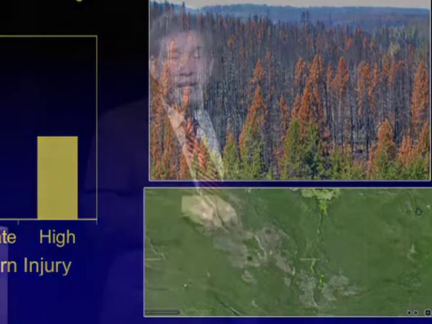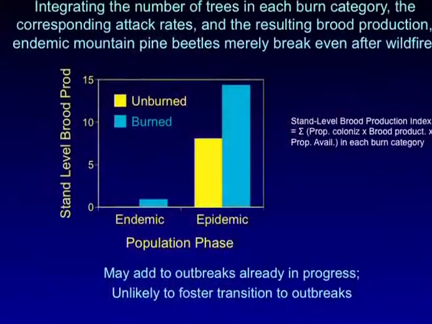And there's only so many burns on the greater landscape, and the overwhelming majority of trees would be in the non-affected category. And when we looked at the population data from, this is still from Wyoming, we tried to make some kind of an index of what's the overall population doing. It's not an easy thing to do because this is not a closed system. So basically, we just integrated the number of trees in each burn category, the corresponding attack rates, which I already showed you, and the resulting brood production, which was in that parabolic slide I showed you, and you get an overall index of stand level brood production.